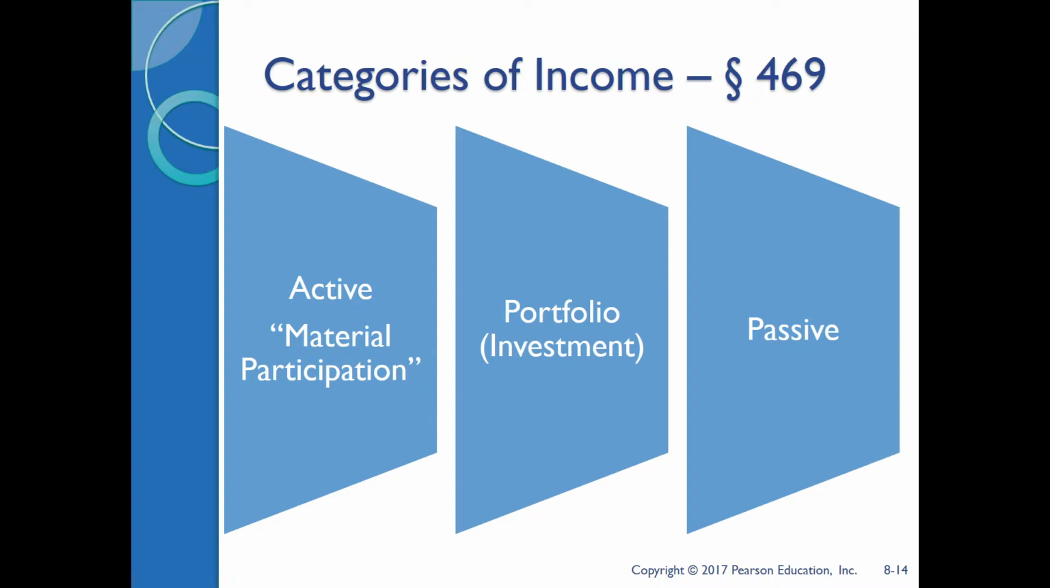Categories of income: Section 469 shows we have three categories. We have active or material participation income, known as active income, but it requires material participation from the taxpayer. We have portfolio or investment income, and then we have passive income, when a taxpayer owns a portion of a business or all of a business, but doesn't participate in that business.